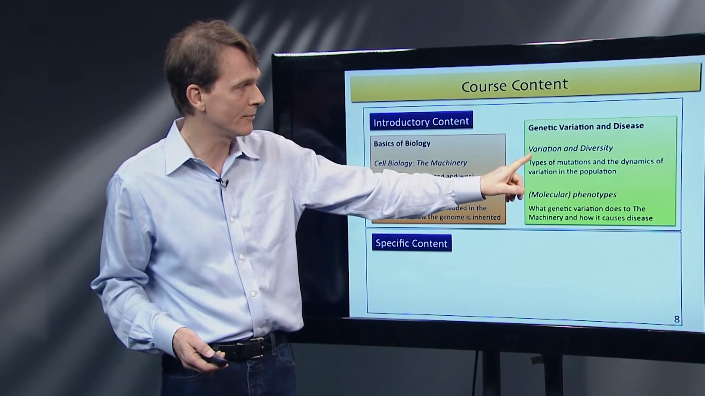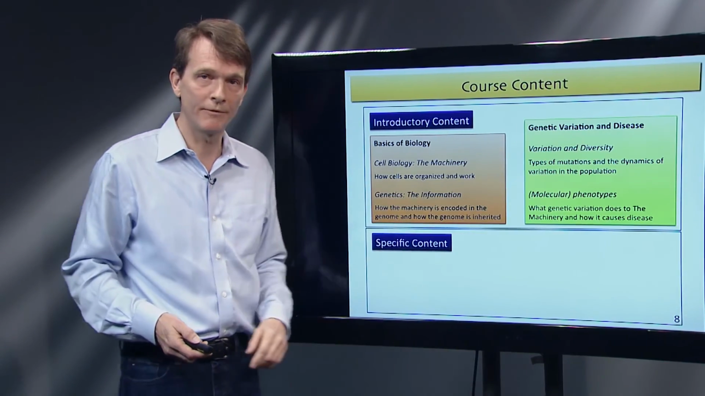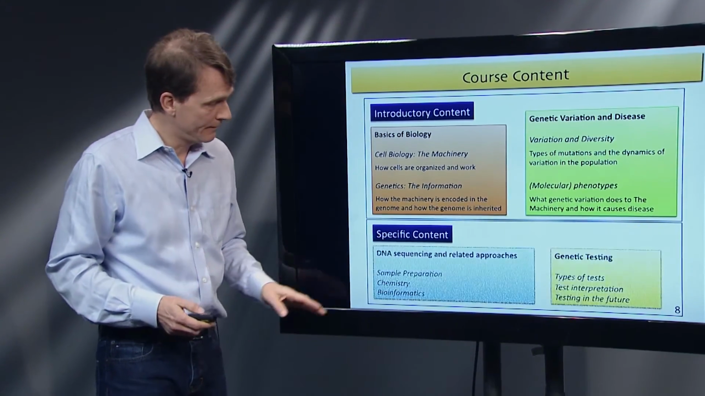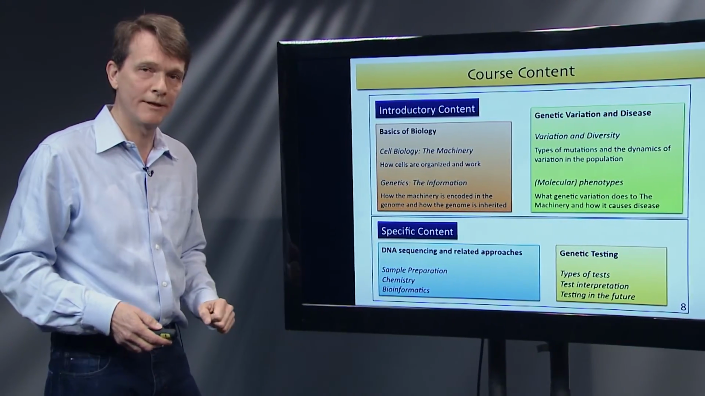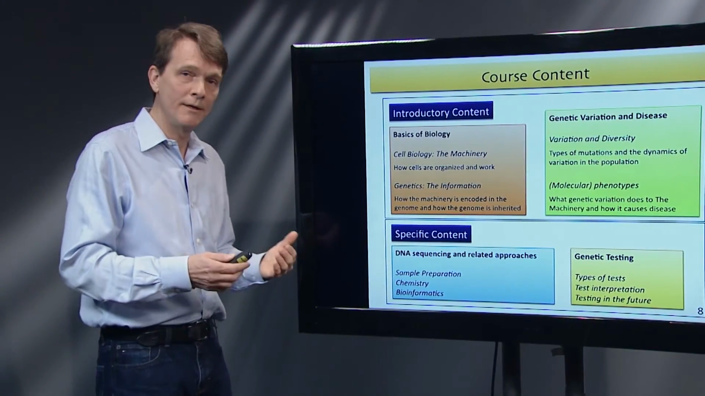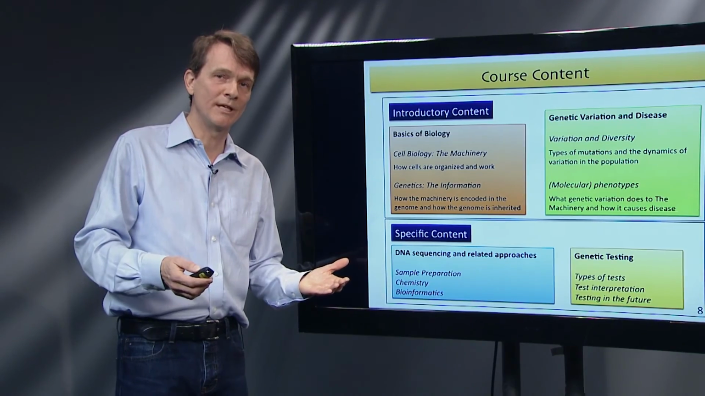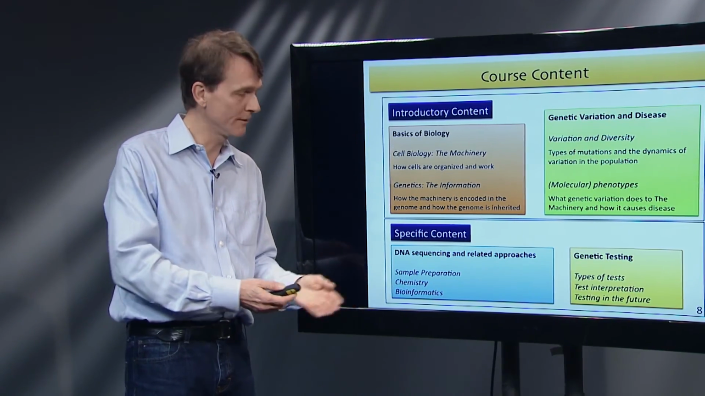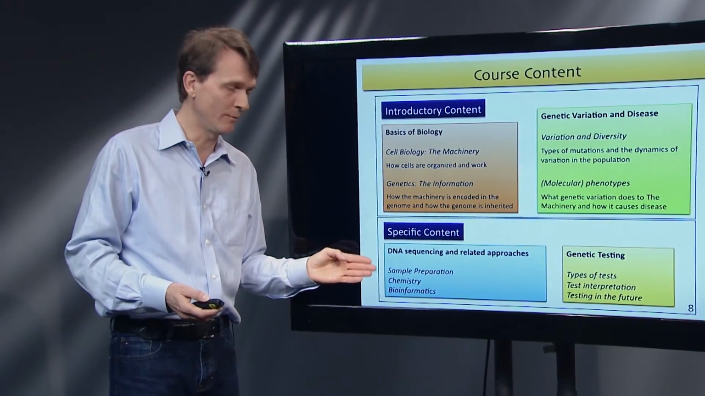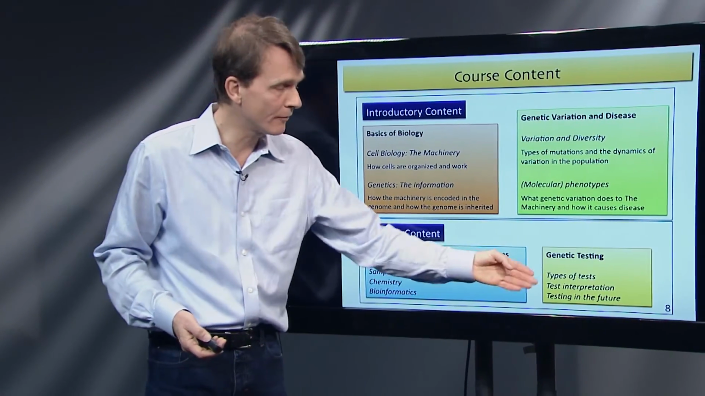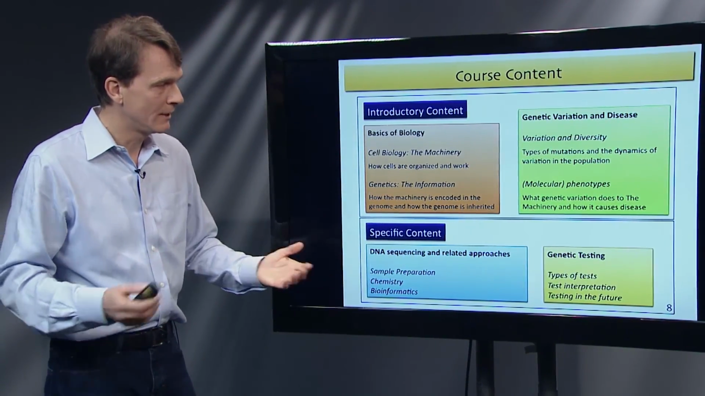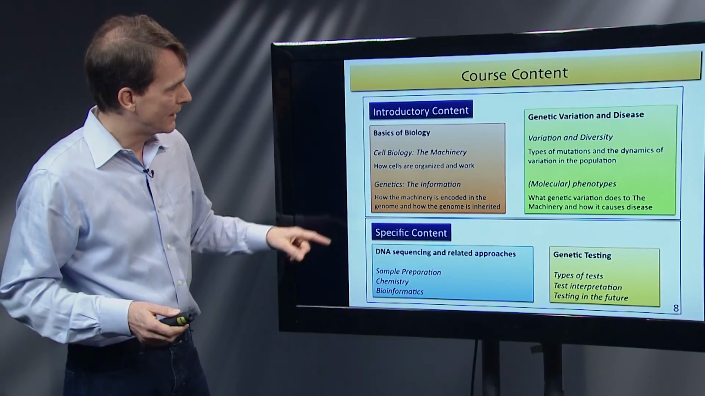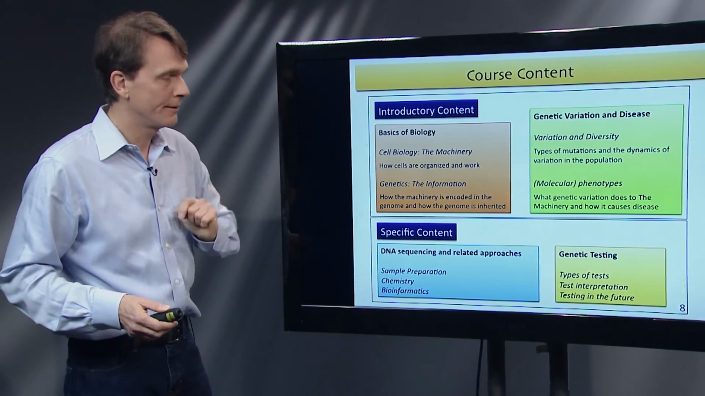Okay, so cell biology, genetics, and then we're going to delve in a little deeper on genetic variation and disease. We're going to ask about variation and diversity and about phenotypes. And finally, there is the specific content where we're going to talk about DNA sequencing and related approaches, i.e. how genetic tests are being done physically in the lab. And this is where we're going to get into the weeds a little bit with details. And then, of course, genetic tests themselves. So that's the outline. And I will see you again when we talk about cell biology in the next lecture.